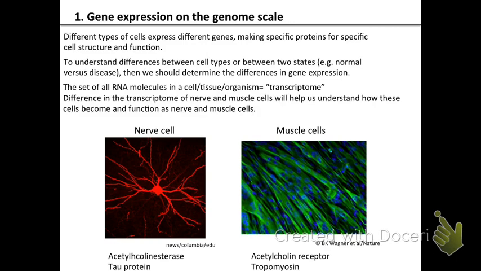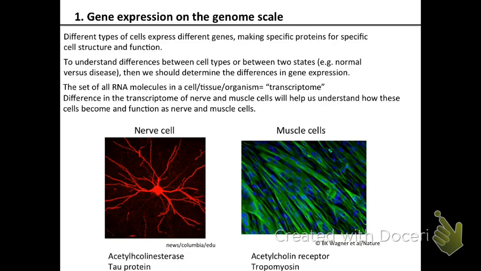So here's one definition: we're going to use this term called transcriptome. That essentially means the set of all RNA molecules in a cell, tissue, or organism. And for example, the transcriptome of a nerve and a muscle cell will help us understand how these two cells become and function as nerve and muscle cells, because we learned in the gene regulation lectures that the genes expressed in nerve and muscle cells are different, and these genes are determined by a set of transcription factors that are specifically expressed in these two cells that turn on a number of genes that are important for their structure and function.